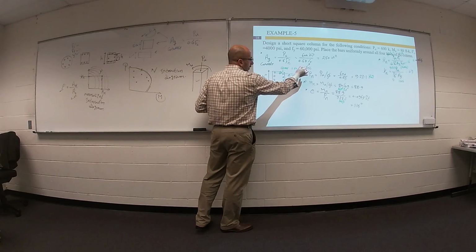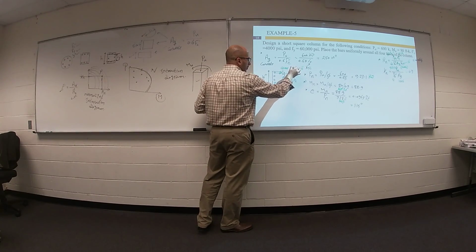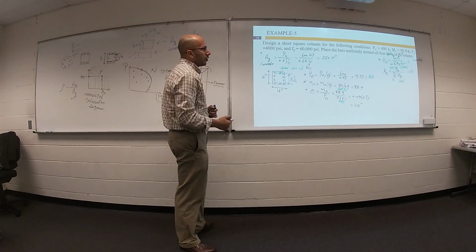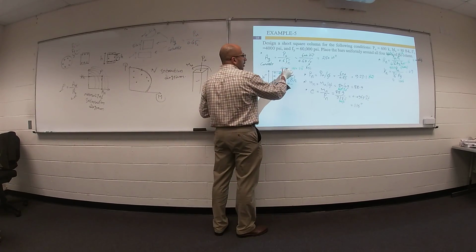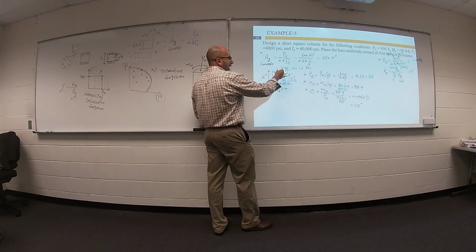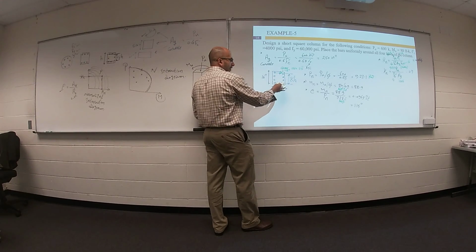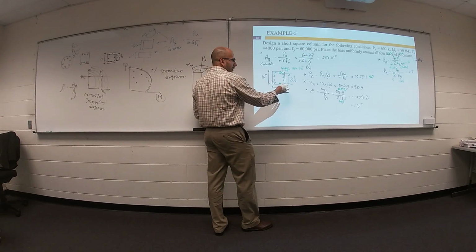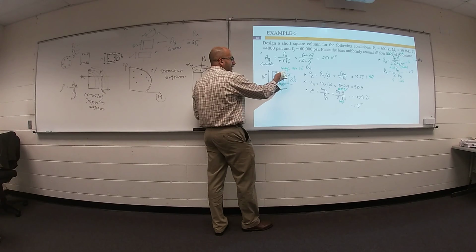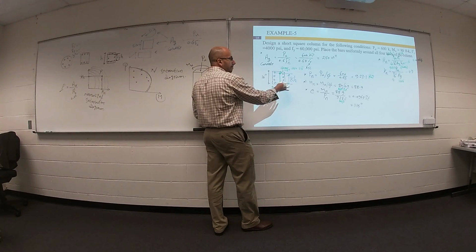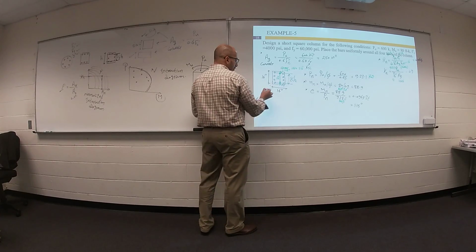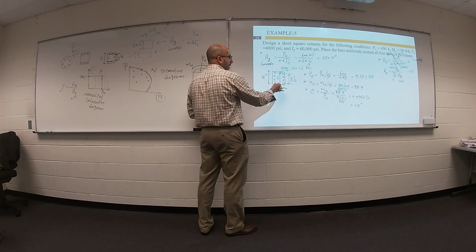To 2.5 inch, 1.5 to 2.5 inch. So I will select it to be 2 inch. I have 2 inch here, and I have another 2 inch here. So the remaining distance will be 12. So gamma h equals 12 inch.